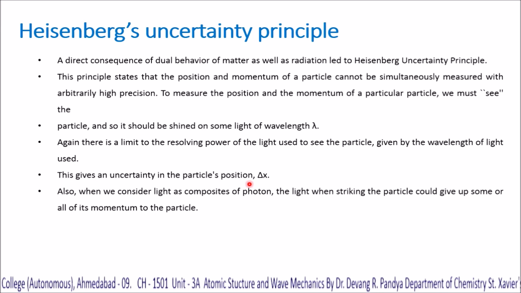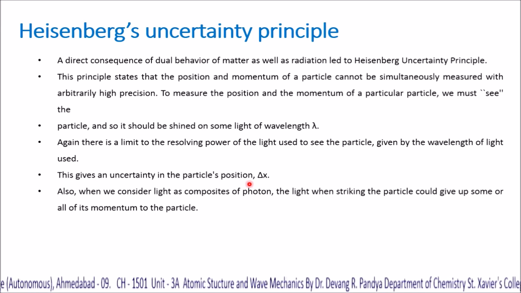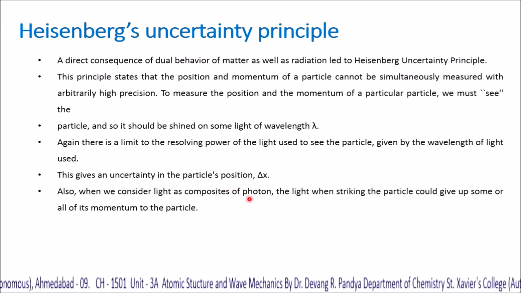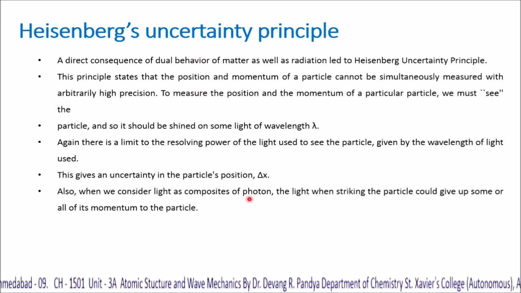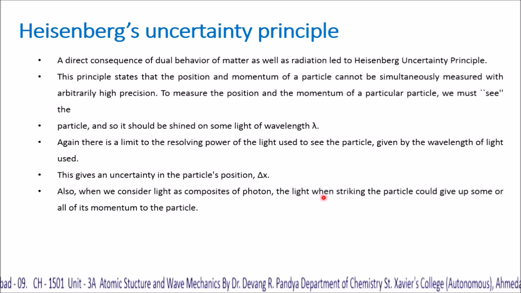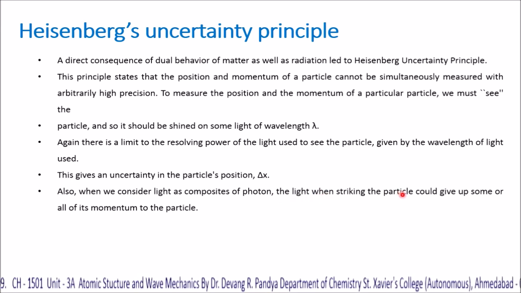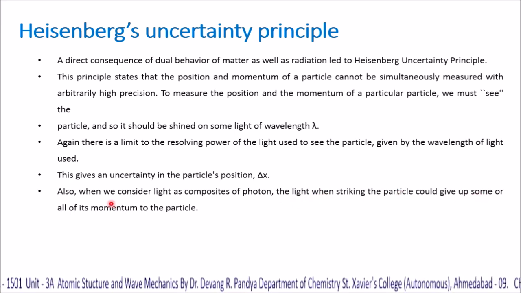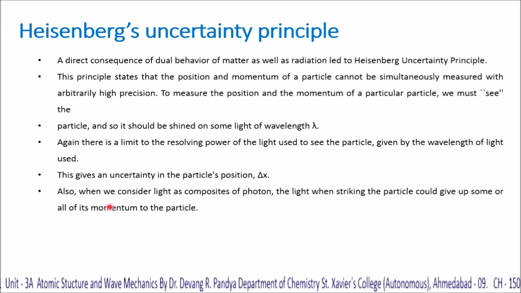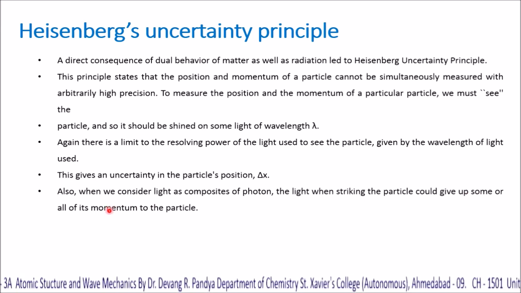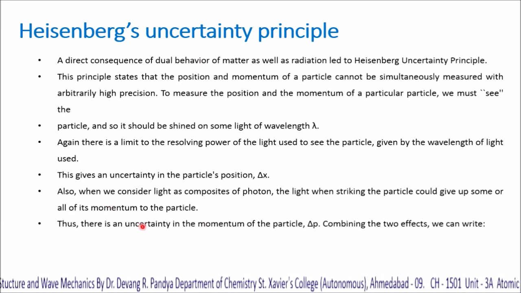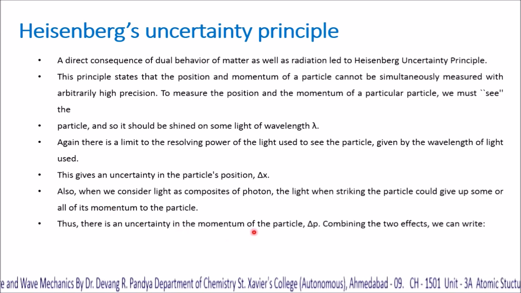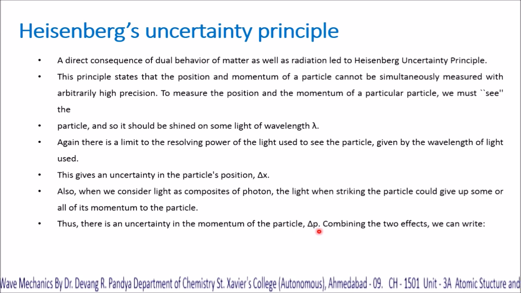Also, we can consider light as a composite of photons, having a wave nature as well as a particle nature. The light when striking the particle could give up some or maybe all of its momentum, its kinetic energy, to the particle. Thus, there is an uncertainty in the momentum of the particle, delta p.